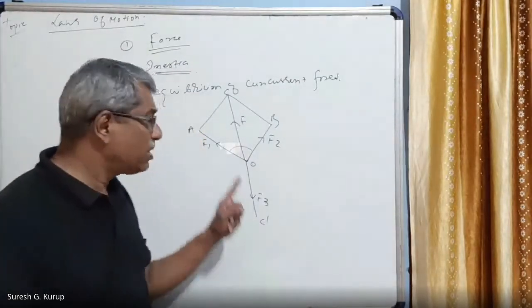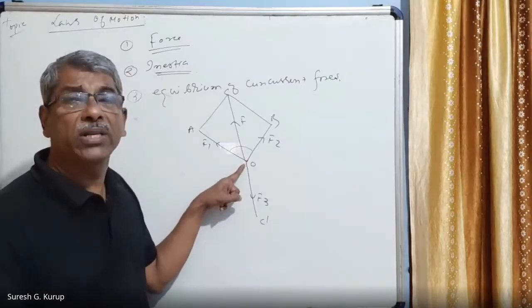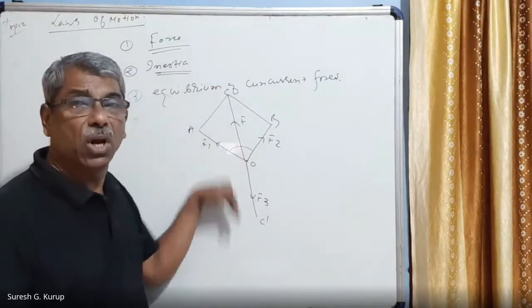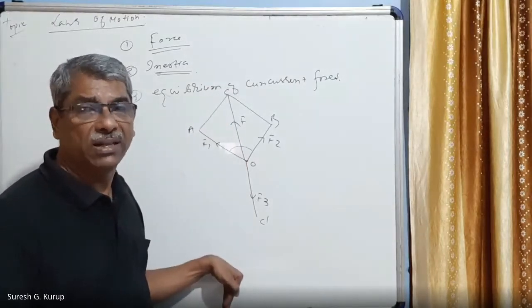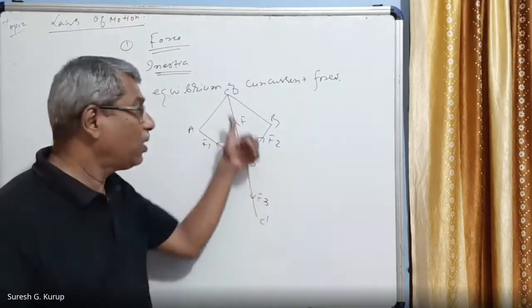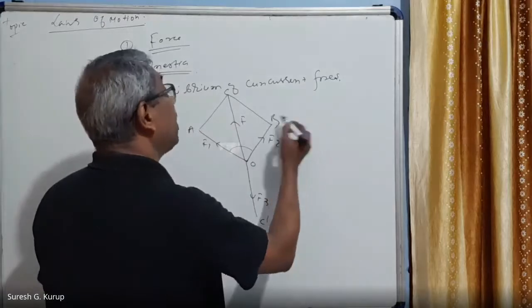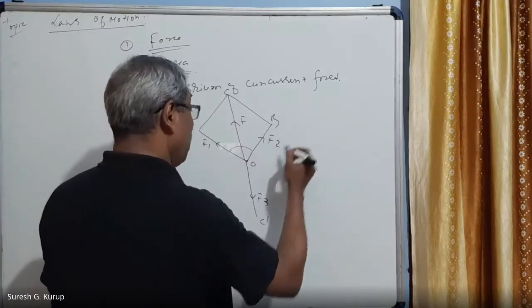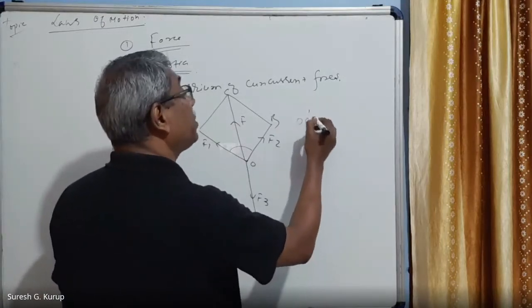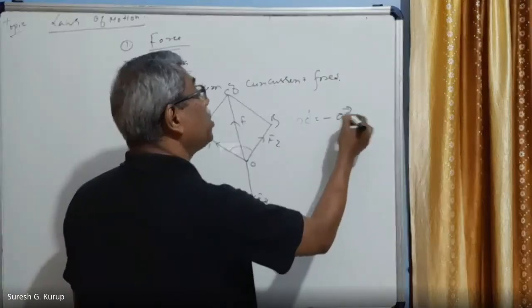In this case, suppose that this point O is not moving either towards this direction nor towards the other direction. Then we can say that the forces are balanced. Then what can we say? We can say that now vector OC dash is equal to minus vector OC, we can write.